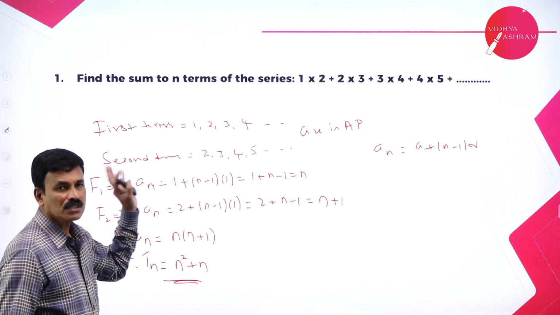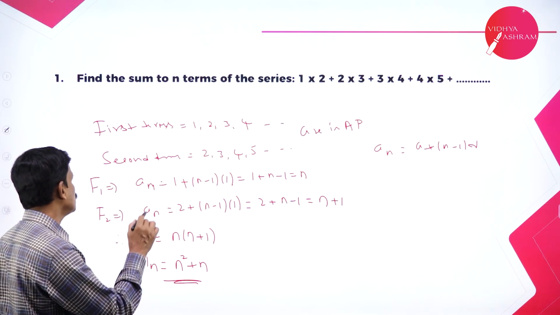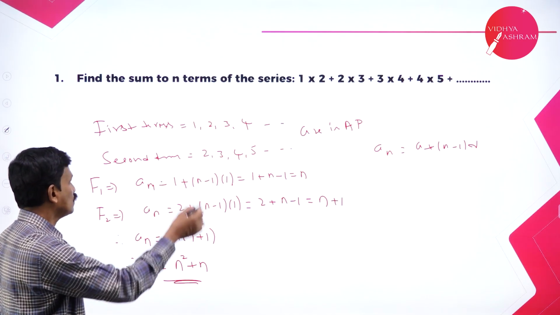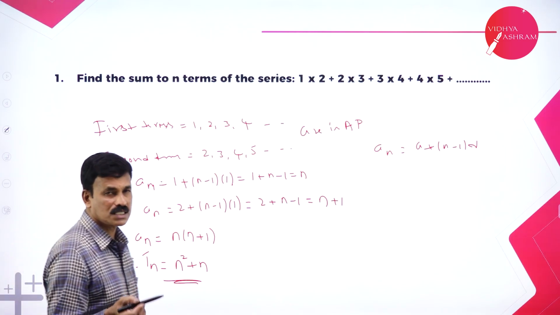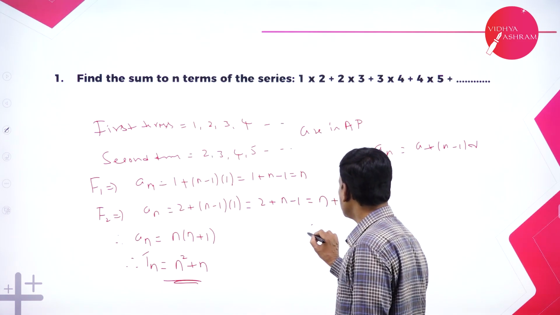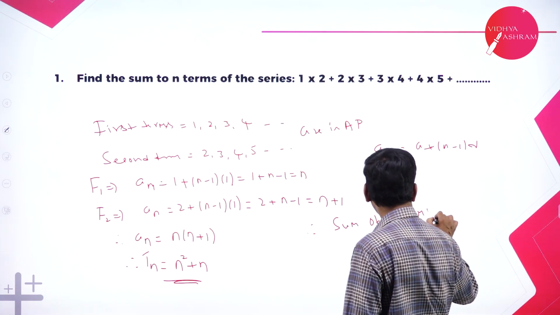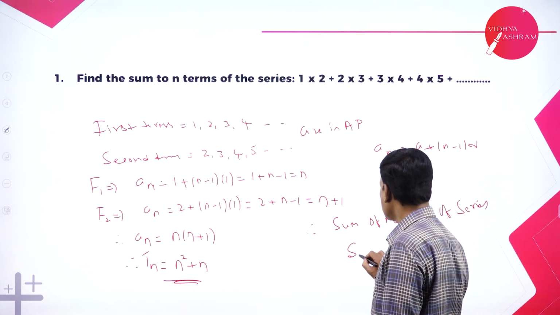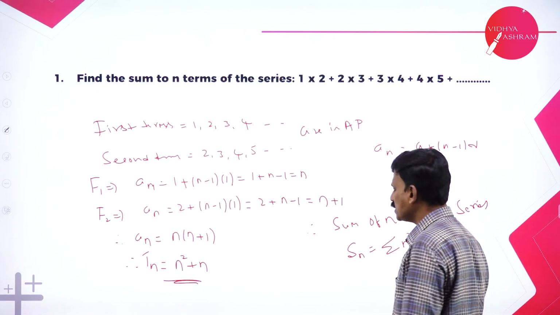So just find out the nth term of the first term and the second term. The first term's nth term is n, and for the second term the nth term is n plus 1. Therefore, the nth term of the given series is n square plus n. Now, to find the sum, the sum of n terms of the given series is Sn is equal to sigma n square plus sigma n.